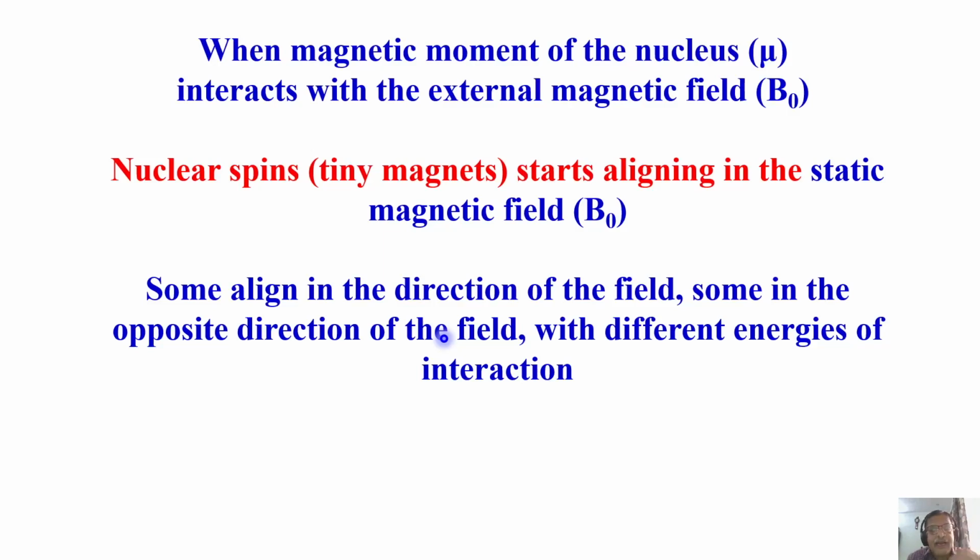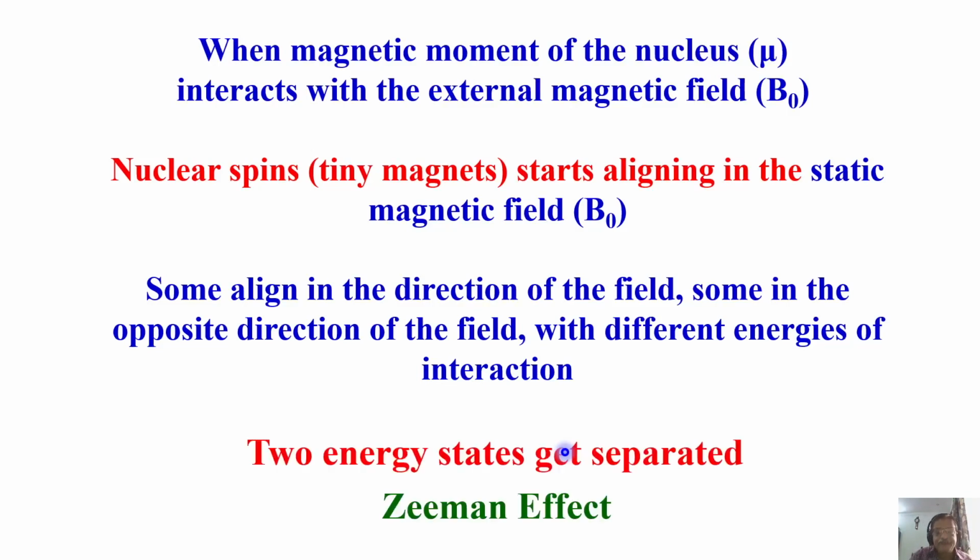We understood I, because of I there is mu, and mu interacts with the external magnetic field, which is different for different nuclei because of different gamma. But how it interacts, I said, nuclear spins start aligning because the quantization directions are known. As I said, some orient in this direction, some orient in the direction opposite to the field, for spin-half nuclei I am considering. And these further have different energies. The energy of interaction for the spin or the magnetic moment in the direction of the field is different from the energy of interaction of the magnetic moment in the direction opposite to that of the field. So that means we have two energy states.